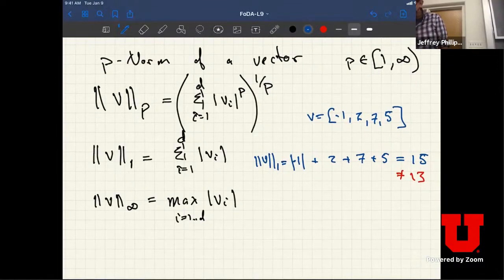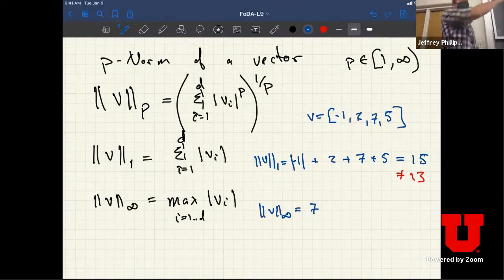Okay, if I take the infinity norm, this is just the max of the absolute value. So this one is also pretty easy. It's just 7, right? That's the one that's the biggest. And if I had a -7 instead of a 7 there, it would still have to be 7. It's the absolute value of that term there.